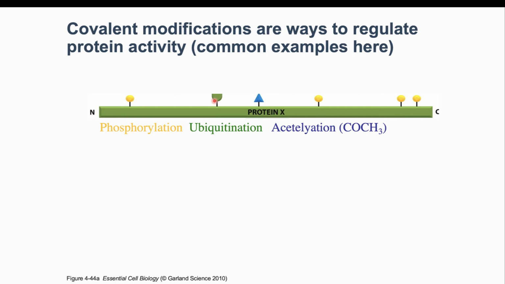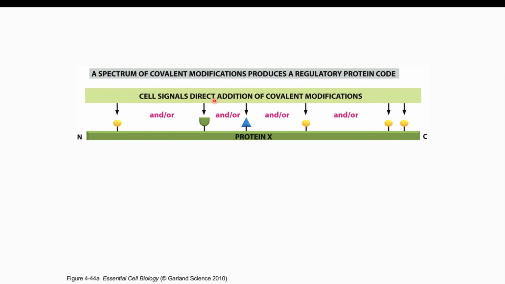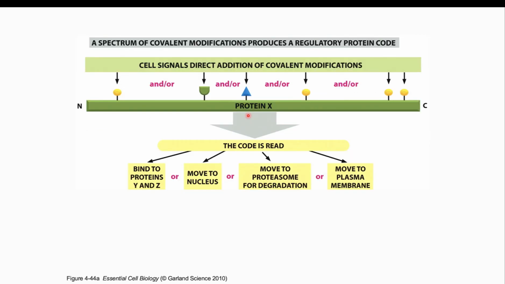Each individual protein could have multiple covalent modifications. The covalent modifications are added by signals received from the cell. So the cell receives signals and it can cause phosphorylation at any of these 4 sites, and/or acetylation, and/or ubiquitination. You could have a single phosphorylation site, you could have 2 phosphorylation sites, or you could have phosphorylation and acetylation. You can have different combinations of these covalent modifications, which can then lead to different outcomes.